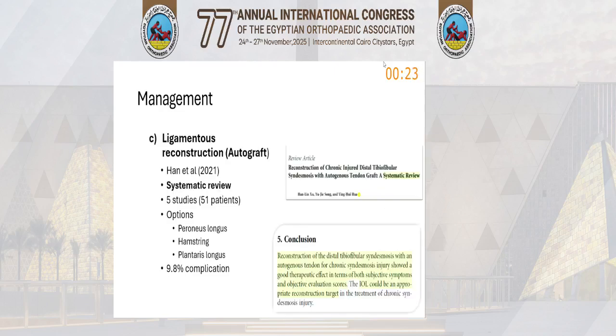10 patients. The third option in the chronic unstable syndesmosis with static diastasis is ligament reconstruction, using autograft, for example, Hani et al. in 2021 made a systematic review, including 5 studies, including 51 patients. The options were peroneus longus, hamstrings, plantaris longus, with a 99.8% complication rate.